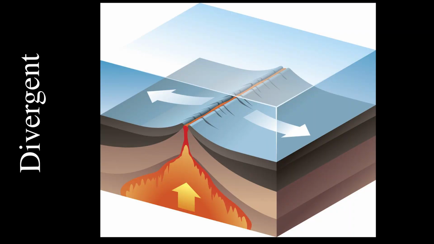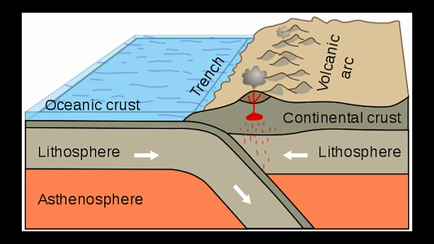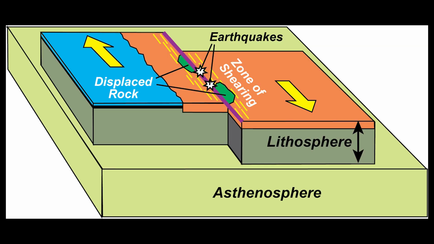In divergent boundaries, plates move apart, forming mid-ocean ridges and valleys. In convergent boundaries, plates collide, leading to subduction. This creates volcanoes and trenches. The last boundary is the transform boundary, where plates slide horizontally past each other, accumulating energy that causes earthquakes.